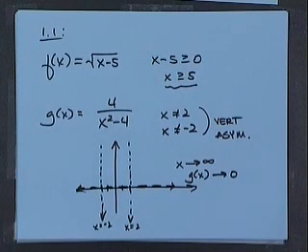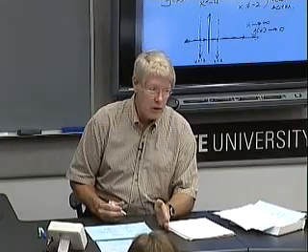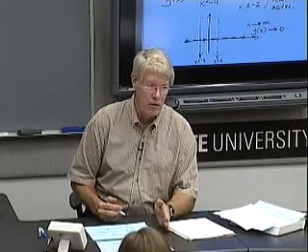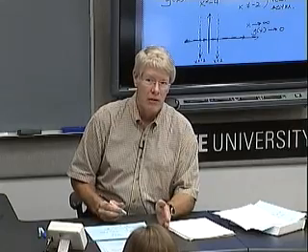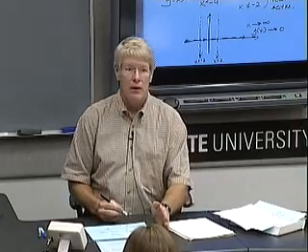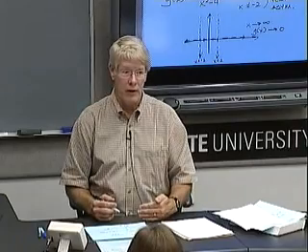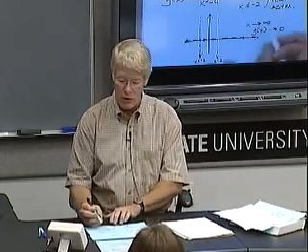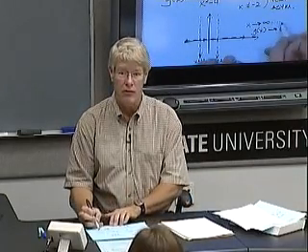Now, they're different animals, vertical asymptotes and horizontal asymptotes. A vertical asymptote never has been crossed, is not going to be crossed today, and never will be crossed. You'll never have a point on a vertical asymptote. A horizontal asymptote is different. It's only good for very, very large values of x.